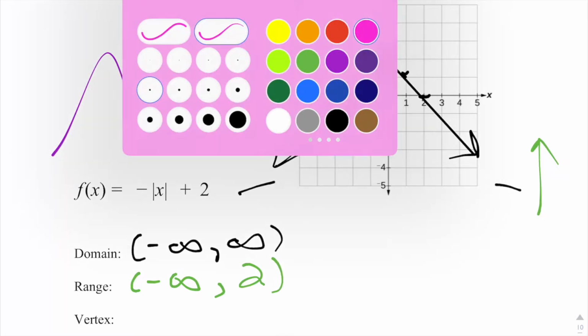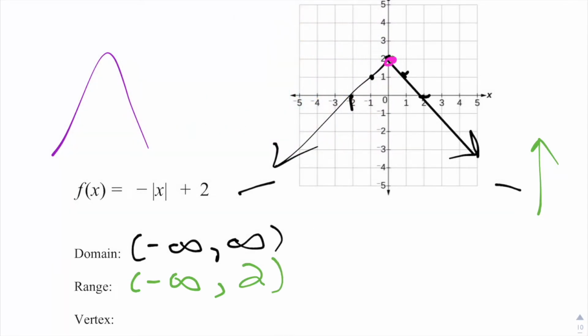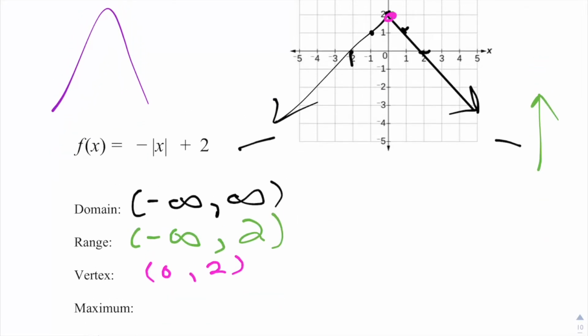My vertex on this graph is at this point with the 2. So my vertex is 0, 2. My maximum, the highest point I get to, is my vertex again, 0, 2. Remember when I said minimums, you could say either none or whatever the smallest number or largest number is. Well, the smallest number, so that would be either none or negative infinity.